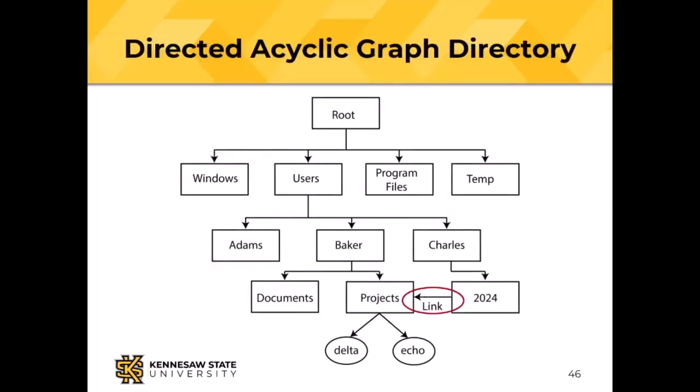Here is a directed acyclic graph directory. If I am in Charles's 2024 directory, I can see the subdirectory projects, which is actually part of Baker's directory structure.